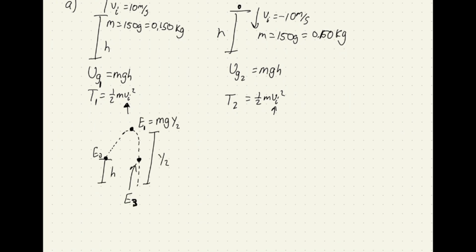So when I'm at the top of my motion, I know that my vertical velocity is going to be 0. So when I plug in my 1/2 mv squared, it's just 1/2 0 squared, so that's 0 and that goes away. So all of my energy, my total mechanical energy at the top is just mgy sub 2.